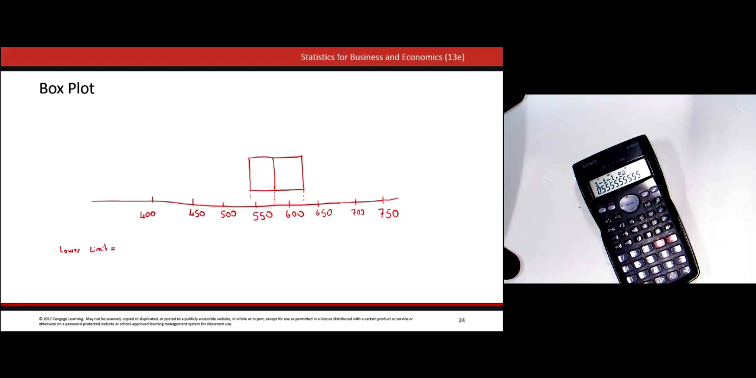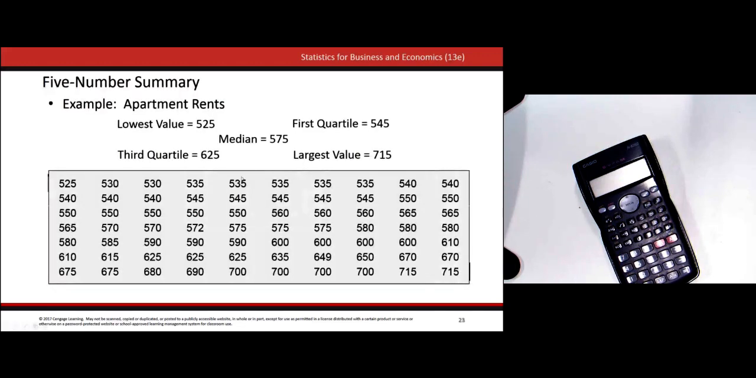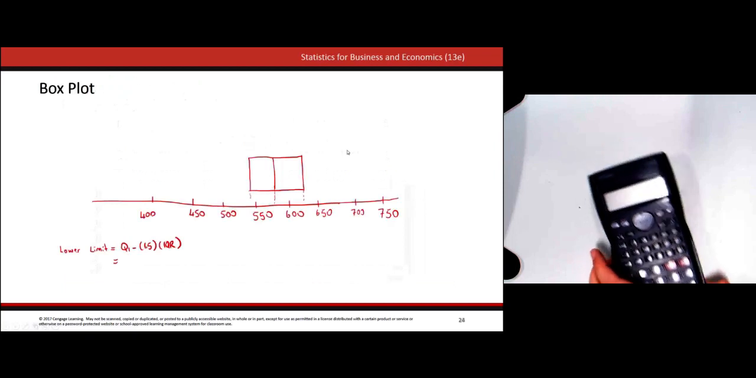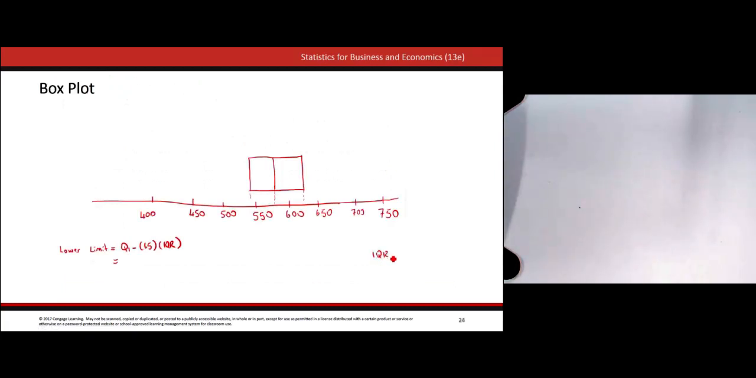Box plots are frequently used to detect outliers. How do we determine the lower limit for an outlier? First quartile minus 1.5 times the interquartile range. What's the interquartile range here? Third quartile minus the first quartile.